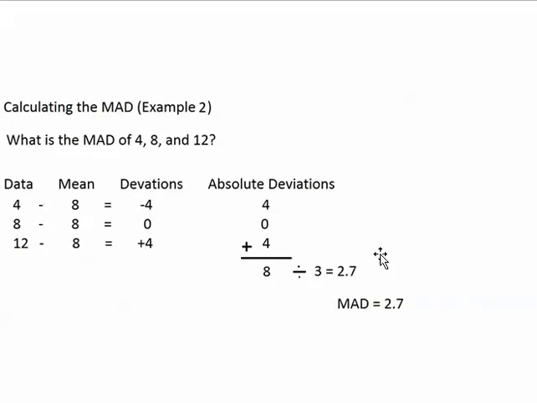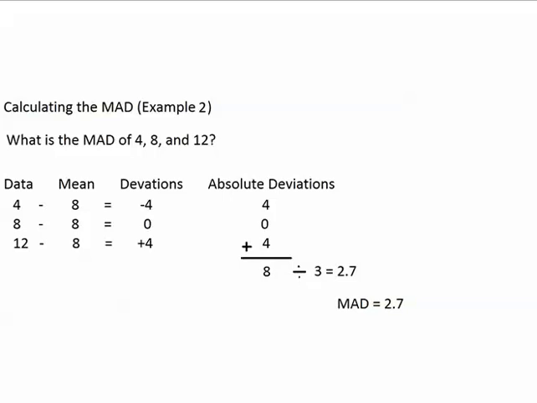Here's another example of finding the MAD. To get the MAD of this data set, we add the 3 data values and divide by 3 to get the mean, which came out to 8. We subtract each data value by the mean of 8 to get our deviations. We remove the signs to get our absolute deviations, which are just the distances. And then we find the mean of the distances, and we have the MAD.